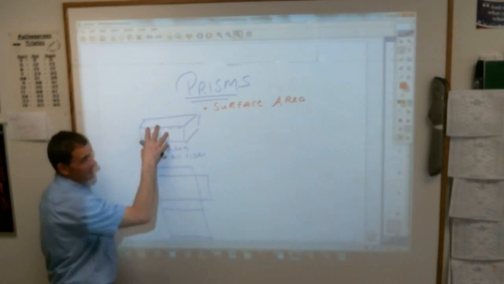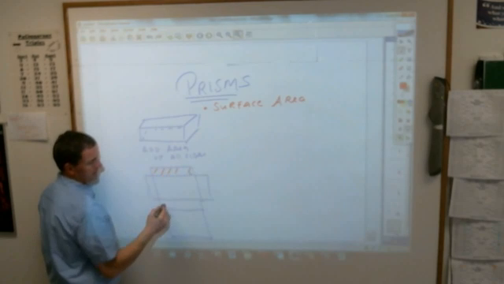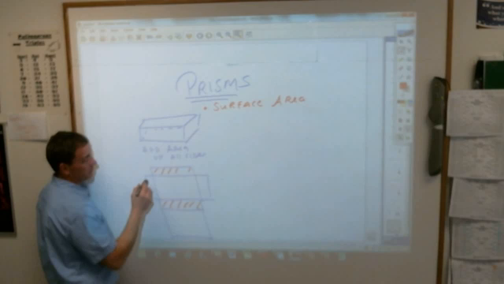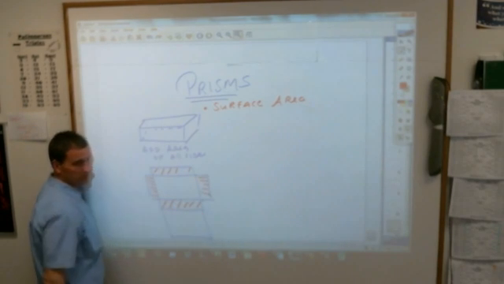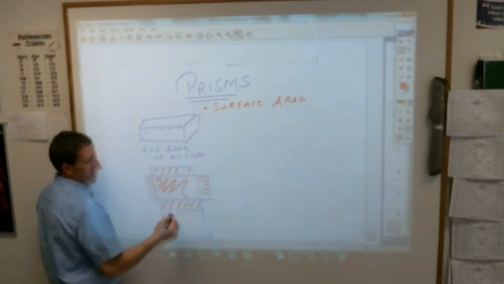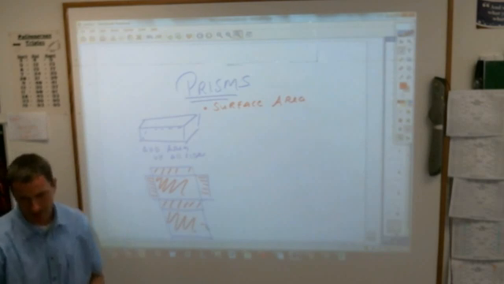And the nice thing about a rectangular prism is that this and this are identical. So once you find that, you just put it together twice. This and this are identical. So once you find it, you do that. And this and this are identical. So you can put those two together. And you don't have a lot of work to do with that.